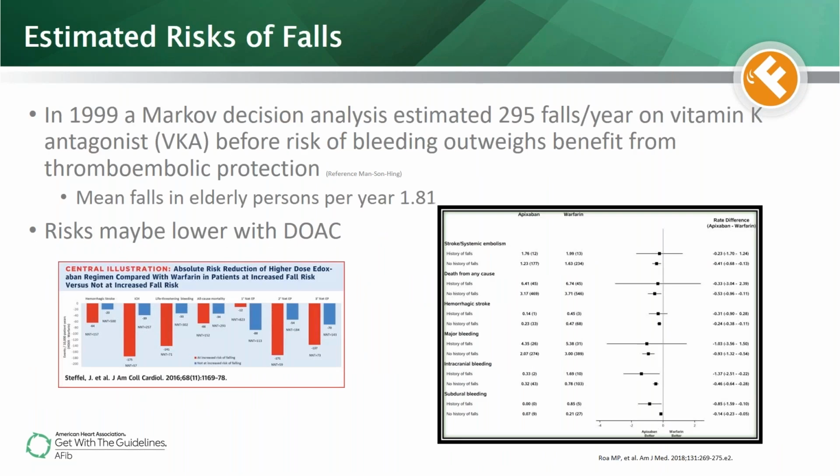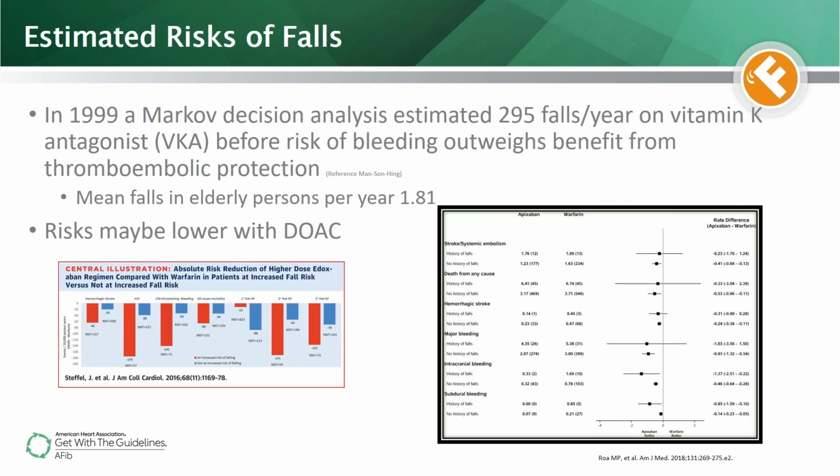When we look at the estimated risk of a patient who falls on anticoagulation, there was a study in 1999, a Markov decision analysis, that estimated that the patient would be required to fall approximately 295 times per year on a vitamin K antagonist before the risk of bleeding outweighed the benefit of thromboembolic protection. And the estimated number of times an elderly person falls per year is 1.8. So that was really strong evidence or support of anticoagulation use in the setting of vitamin K antagonist use.